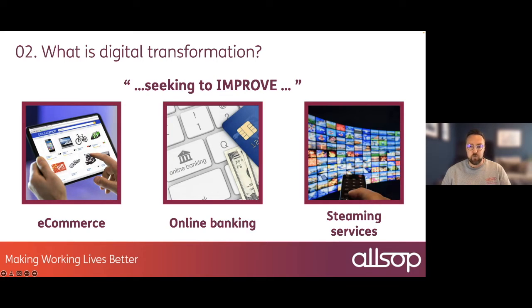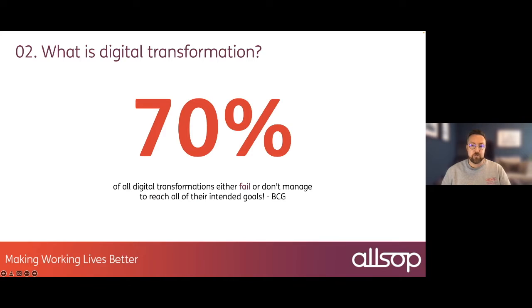These industries have all been disrupted by digital transformation, and yet all the end results provide clear improvements for customers, allowing them to get what they need from the comfort of their home by providing more choice or lower cost offerings than traditional methods. However, many organizations have tried to pivot their processes to follow these trends and have failed. In fact, the global management consulting firm, BCG, found that 70% of all digital transformations either fail or don't manage to reach all of their intended goals.